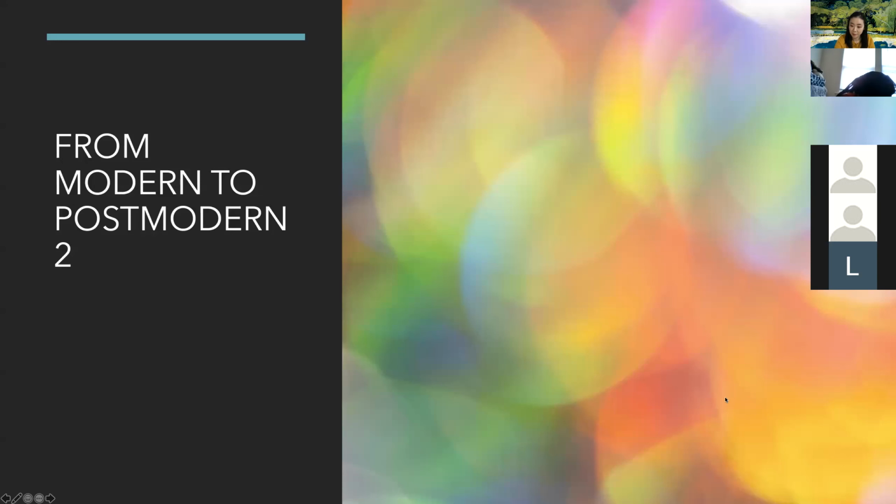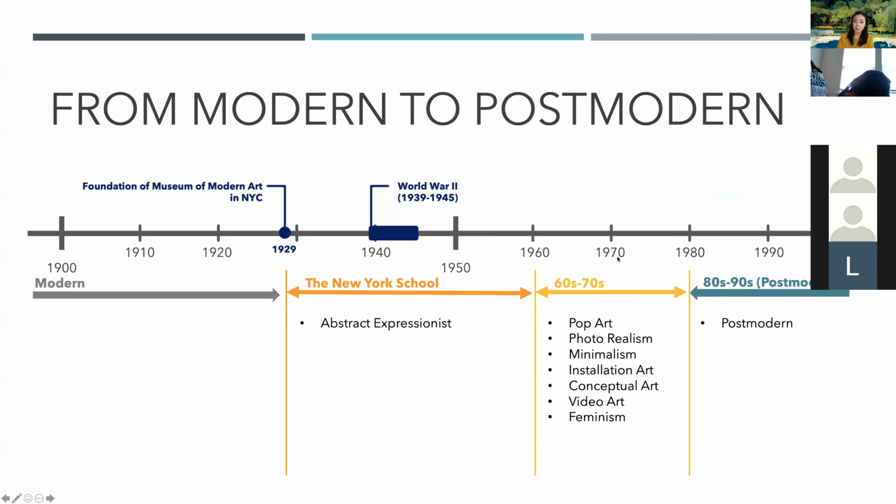So in the last meeting, we learned the art movement from the modern to the postmodern, the New York School, the abstract expressionist artist, and the pop artist in the 60s. So we're going to continue to see the 60s and 70s art today, like this.